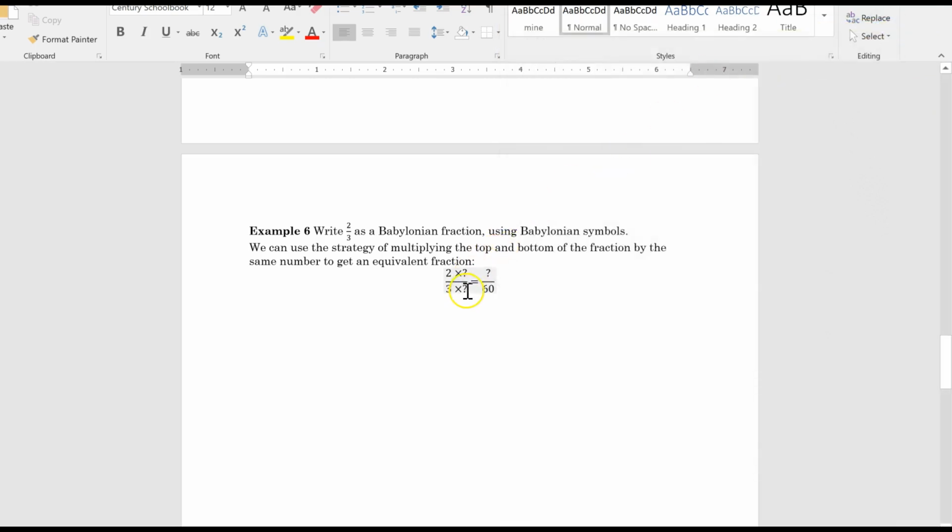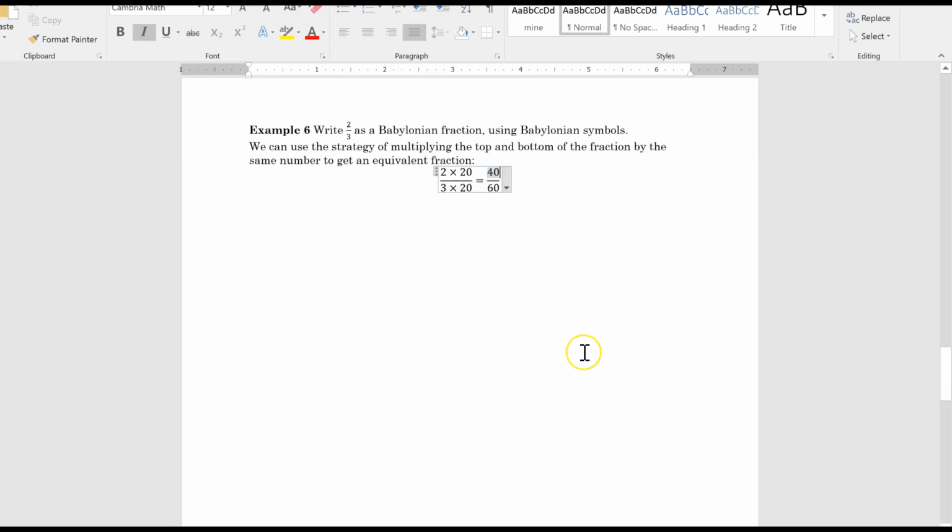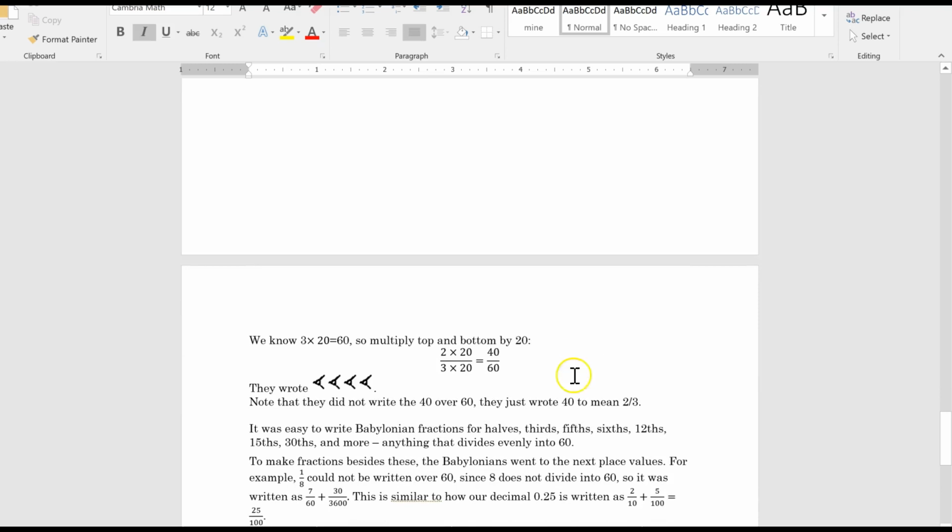So if I multiply here times 20, and here times 20, 3 times 20 gets me 60. 2 times 20 on the top of the fraction, in the numerator, gets me 40. Therefore, 40 is how the Babylonians would write the fraction 2/3. And so they would write that as 4 10s like this. And again, they didn't have a fraction bar. They would just write 40.